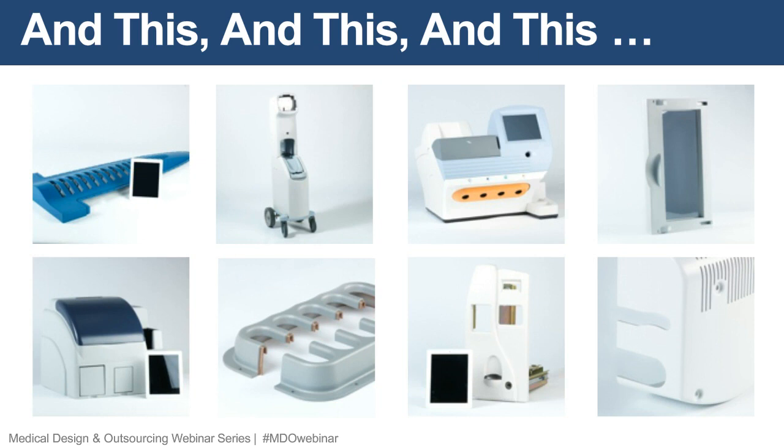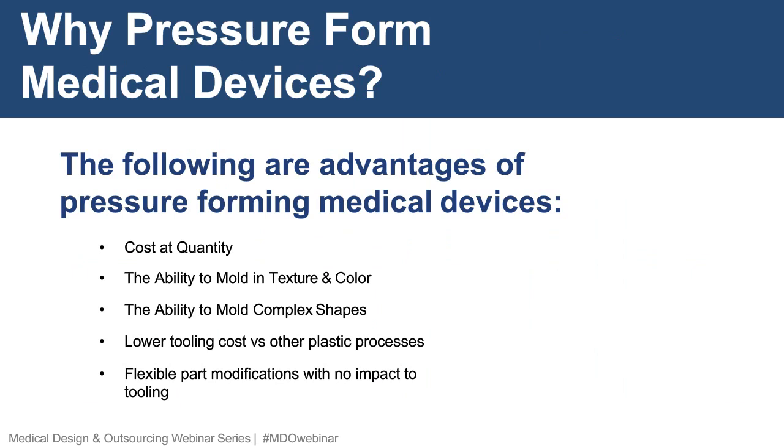Why pressure form medical devices? The following are advantages of pressure form medical devices. Cost at quantity. So low hundreds to thousands is typical for a pressure form product. The ability to mold in texture and color. So we use Mold-Tec, acid etch, just like your injection molders are going to use. Colors, we can utilize metallics. We can mold in any PMS color number that you provide.